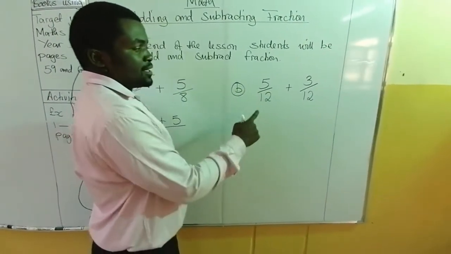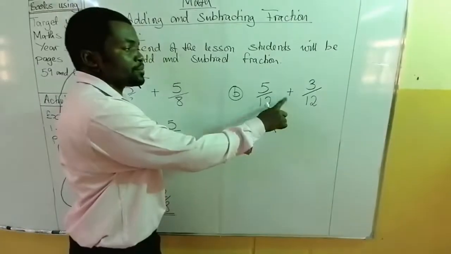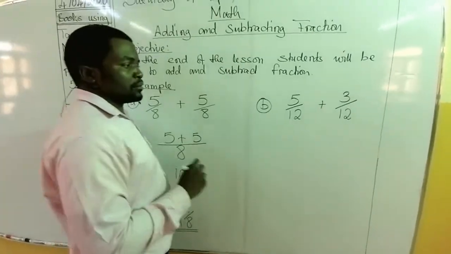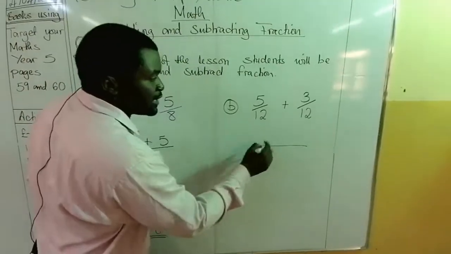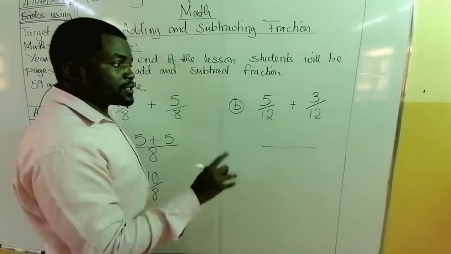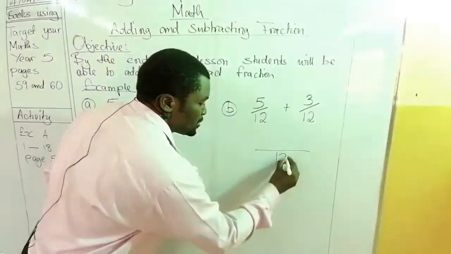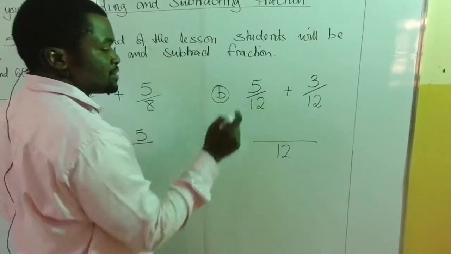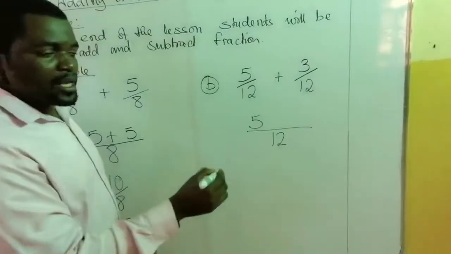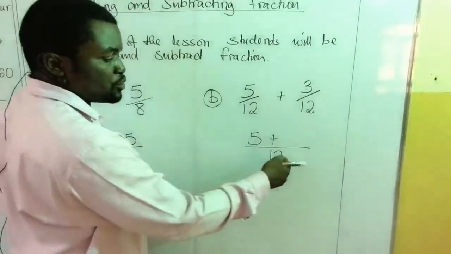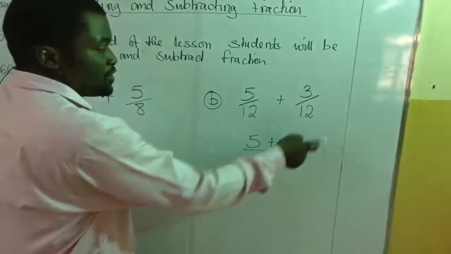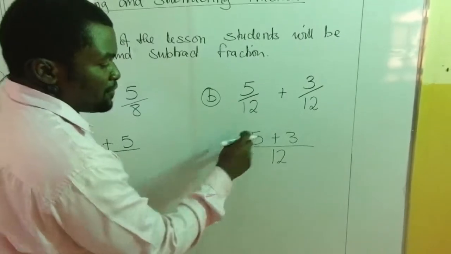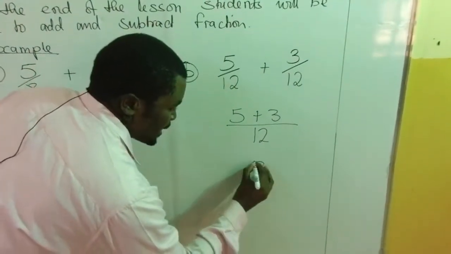In example 2, we are having 5 out of 12 plus 3 out of 12. The same way we have done in the first example, you draw the line, then you drop one of the denominators down, you drop here 12. So 12 divided by 12, 1. 1 times 5, you have here 5. Plus, then you do 12 divided by 12, which is 1. 1 times 3, you have here 3. So 5 plus 3, that is 8.